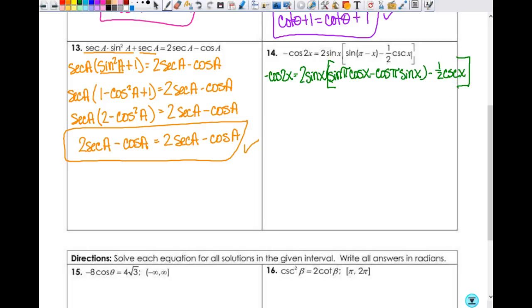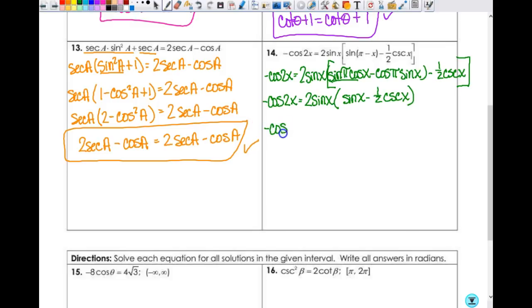All right, so now I've got to clean this up a little bit. Still have this negative cosine of 2x equals 2 times the sine of x. So let's clean this up. Sine of pi is, what is that? It is 0. So 0 times cosine x just makes this term go away. Then minus cosine of pi times sine of x. So cosine of pi is negative 1. So it's minus a negative sine x, which is going to give me just a positive sine x, minus 1/2 cosecant x.